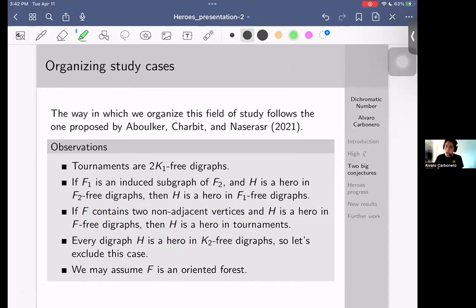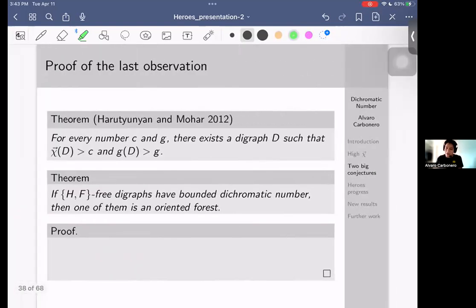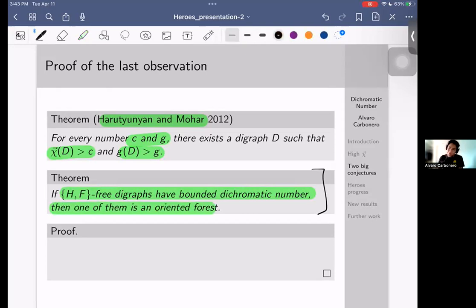Lastly, and the most complicated observation, is that we may assume F is an oriented forest. That's a little bit of a big one, so let me very quickly prove it. We're going to use the theorem that we saw at the beginning of Harutyunyan and Mohar. They proved that for every number C and G, there exists a digraph D with dichromatic number more than C and girth more than G. How can we do that? We're going to prove this result, which will imply the observation: if H-free and F-free digraphs have bounded dichromatic number, then one of them is an oriented forest. So let's do it.